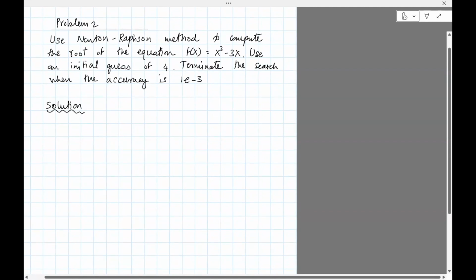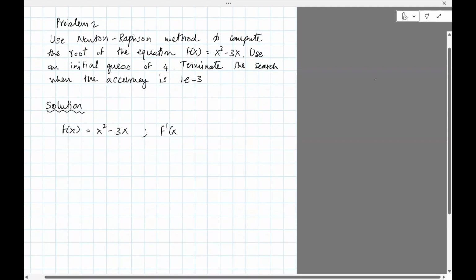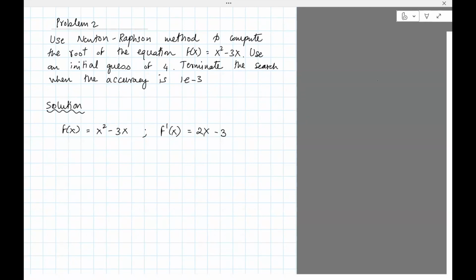Okay, so remember what we need. We need f of x, which is given to us. And then we also need the first derivative of f, that is, the derivative of x squared minus 3x is 2x minus 3.